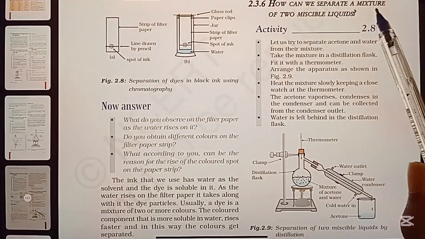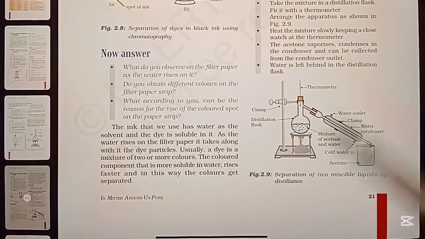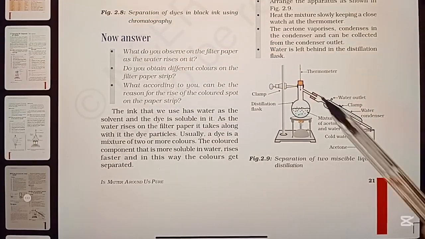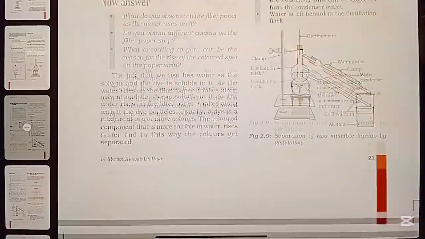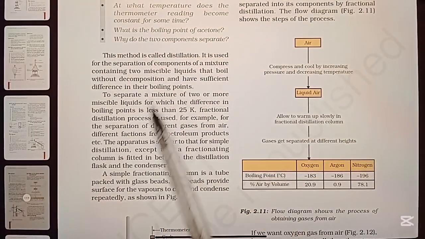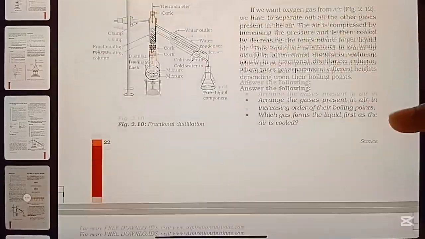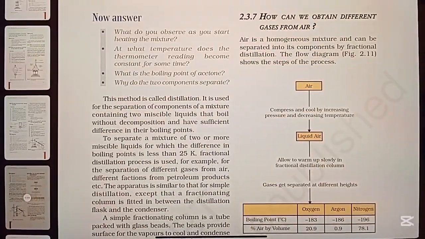Now see, here is how can we separate a mixture of two miscible liquids. Miscible means they can be mixed together. So how do you do that? That is through distillation and so many things. So that's what I said, read through the experiments. So experiments are all very important. Now they'll ask you what is distillation. The definition of distillation is important, as well as this diagram. All the diagrams are important.